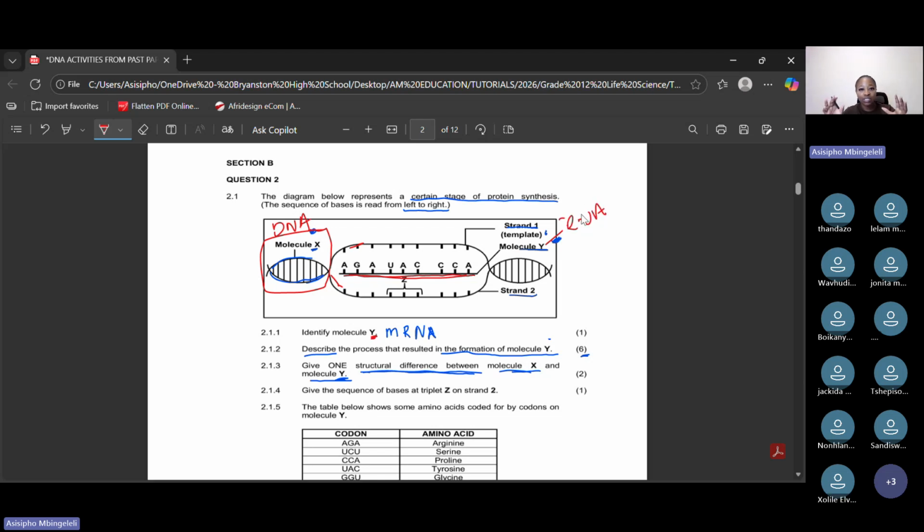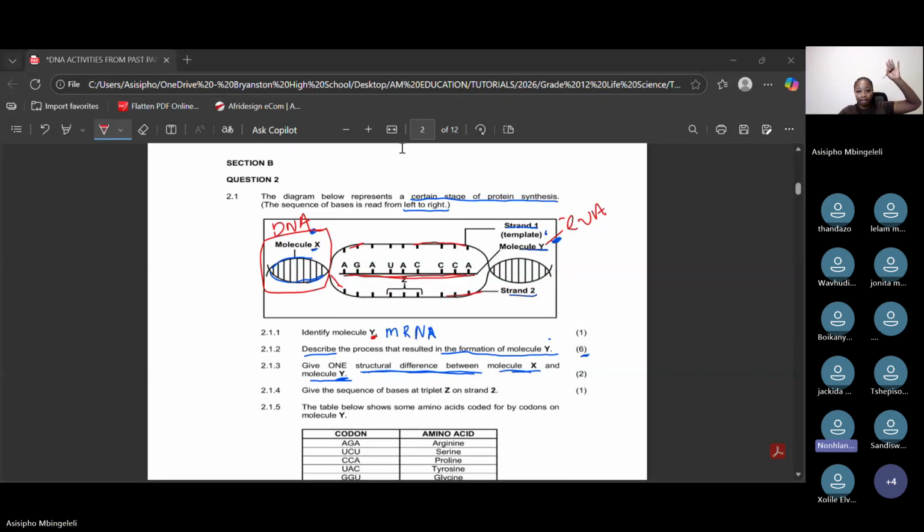So the question is asking you the structural difference between DNA and messenger RNA. So now, the most obvious answer is you can speak about the strands. With molecule X, you have two strands. There is strand 1 and there is strand 2. So molecule X is made up of two strands, and molecule Y has one strand. That's the structural difference. Anyone else with an addition there or a different answer?